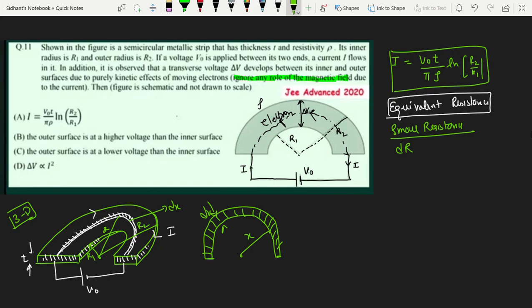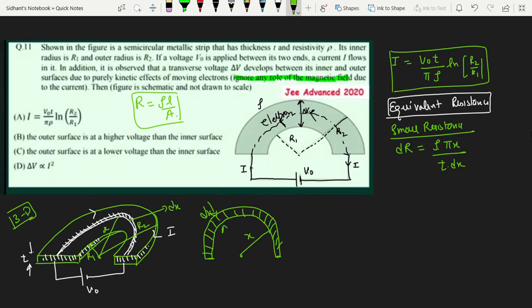Resistance formula we know that resistance is equal to what? Resistance is equal to rho L upon A, okay? So dr will be equal to rho, and what will be the length? Length will be pi into x, okay? And area will be t, thickness, into width, that is your dx. T dx will be the area of this particular strip, right?